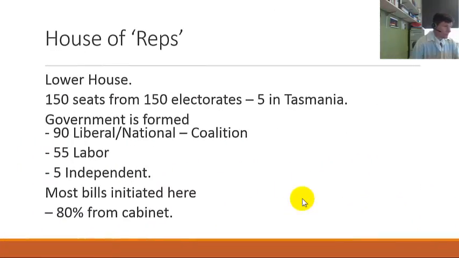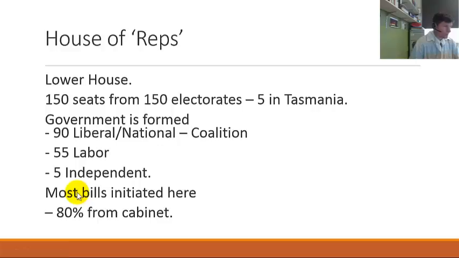The House of Reps, it is also called. As I said, it's the lower house. It's got 150 seats from 150 electorates. There's 5 in Tasmania, which I've mentioned. Currently, the formation of the government is we're being ruled by the Liberal National Coalition. They've got 90 members. There's 55 Labor, 5 independent members, and usually the majority of the bills are initiated here, of which 80% come from Cabinet alone.